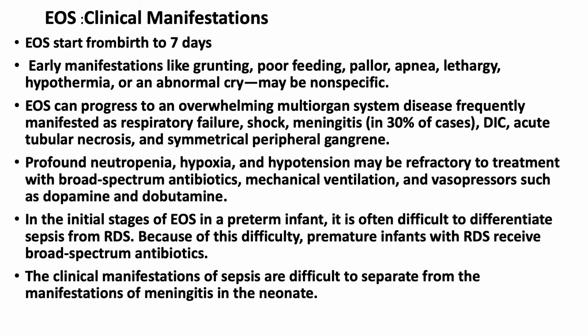these early manifestations are non-specific. Profound neutropenia, hypoxia, and hypotension may be refractory to treatment with broad-spectrum antibiotics and the use of mechanical ventilation and vasopressors such as dopamine and dobutamine. In the initial stages of early onset sepsis in the preterm, it's often difficult to differentiate between sepsis and respiratory distress syndrome. Because of this difficulty, premature infants usually receive broad-spectrum antibiotics even if they have just RDS.